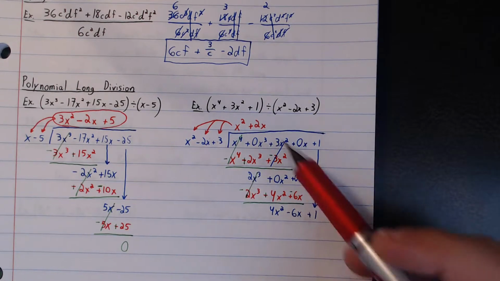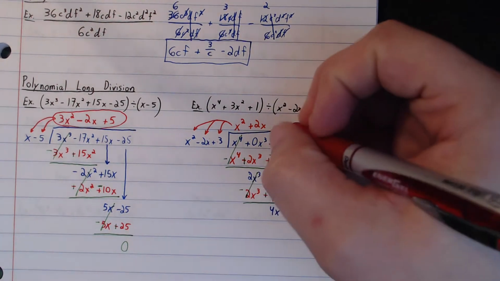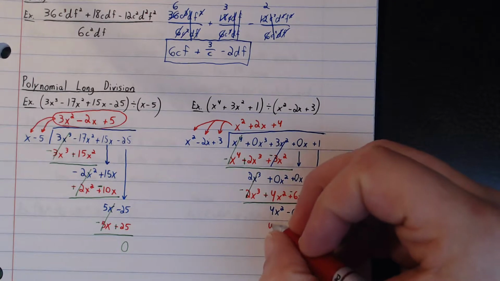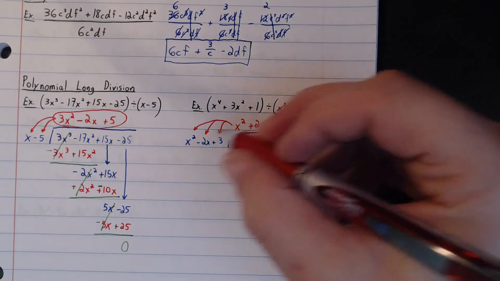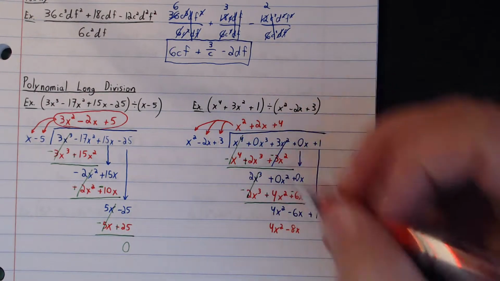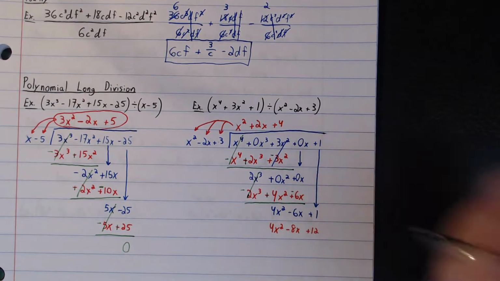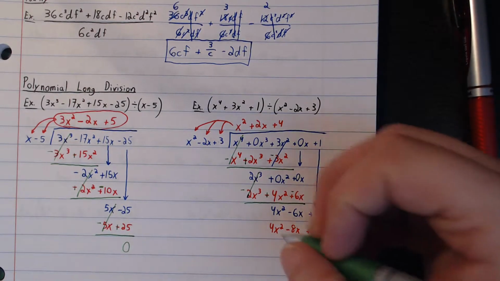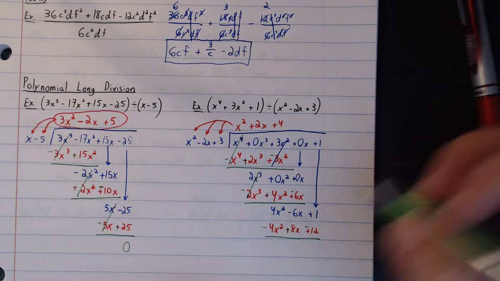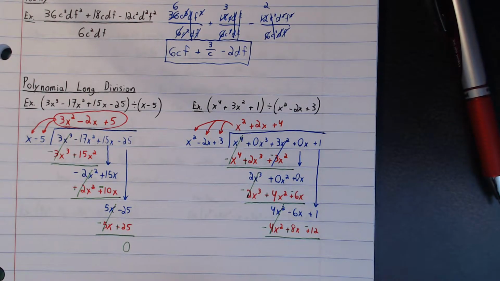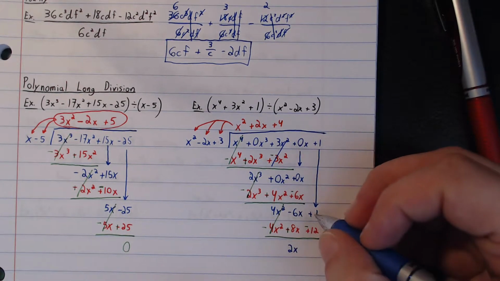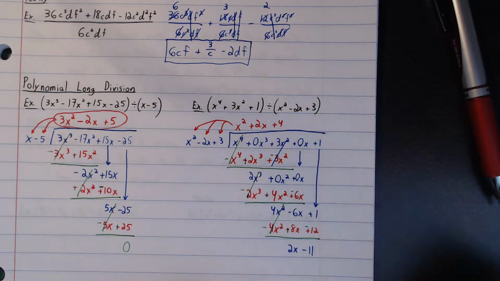I need to make this x squared become 4x squared. So I'm going to multiply by 4. So 4 times x squared is 4x squared. 4 times negative 2 is negative 8x. And 4 times 3, that gives us 12. Change the signs all the way through. That goes away. Here we've got, let's see, 2x, and here we've got minus 11.